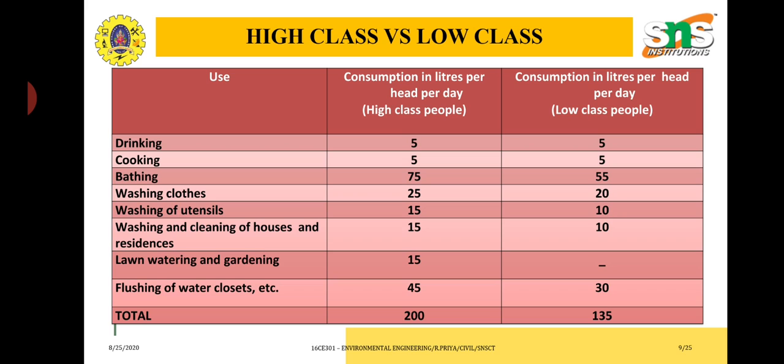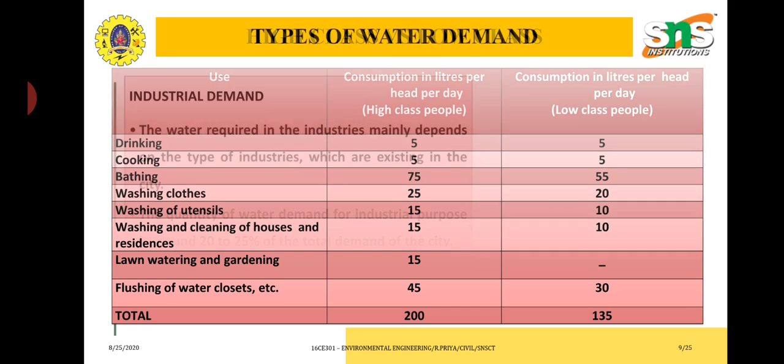These differences arise because many people are using machinery, such as washing machines, and specialized machines for washing the vessels. These make a major difference between the high class and the low class people. The high class people also use showers and flushing systems. Because of those, the water demand is increasing day by day. So this is the difference between the water demand of the high class and the low class people.